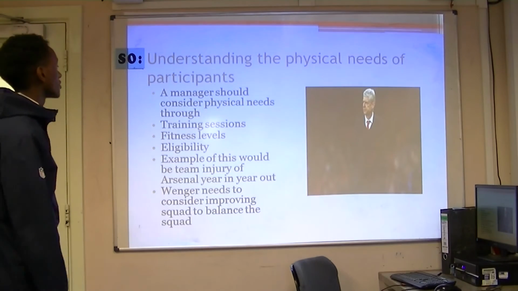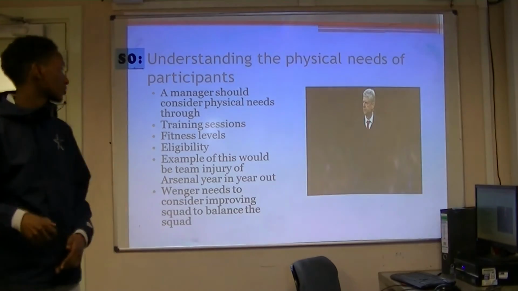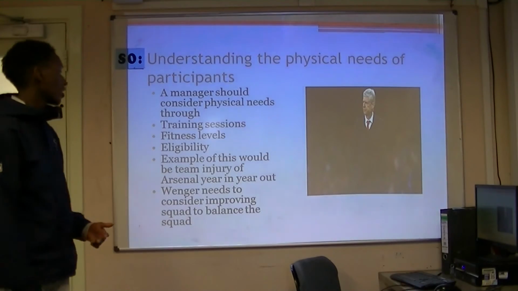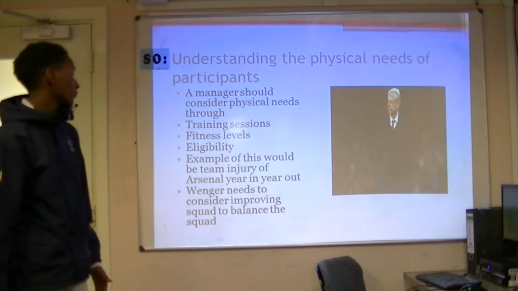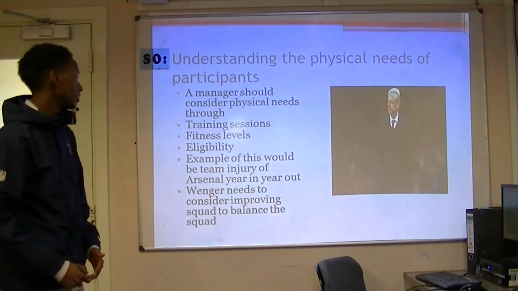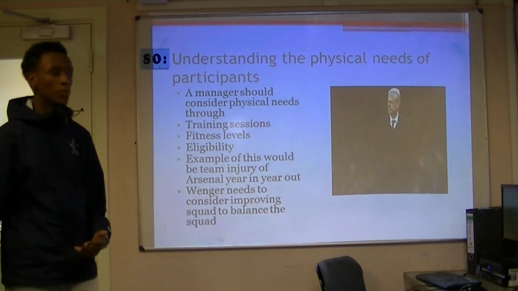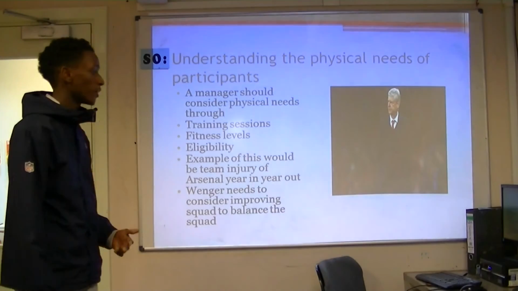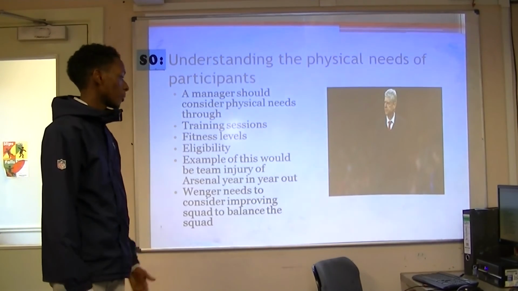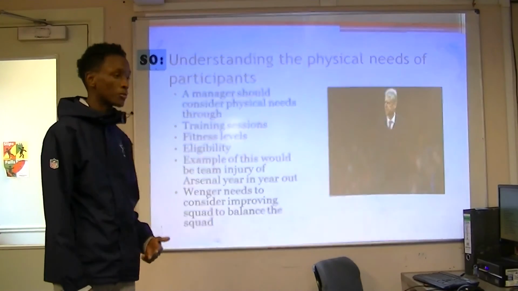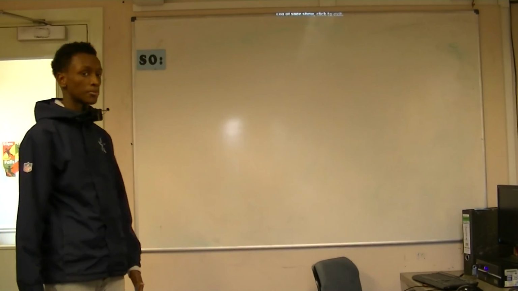Understanding the physical needs of participants. A manager needs to consider physical needs through training sessions, drills, fitness levels, going to the gym, and analysing each player, what he can do. An example of this would be the injuries that happen at Arsenal year in, year out, Cazorla, Wilshere, everything like that. It's important that Wenger analyses this in order to avoid this from happening again. So mainly you would buy more midfielders, depending on what type of injury it is. And this is my presentation.